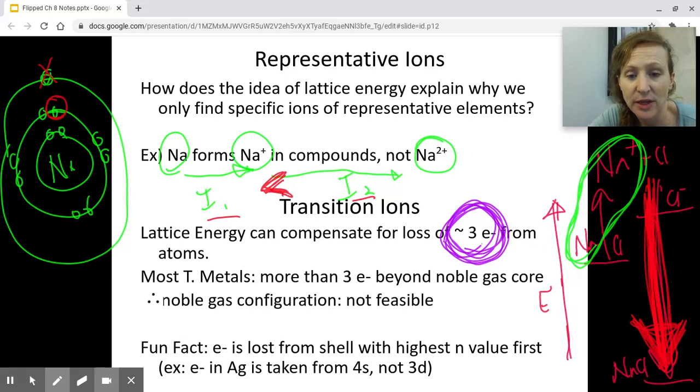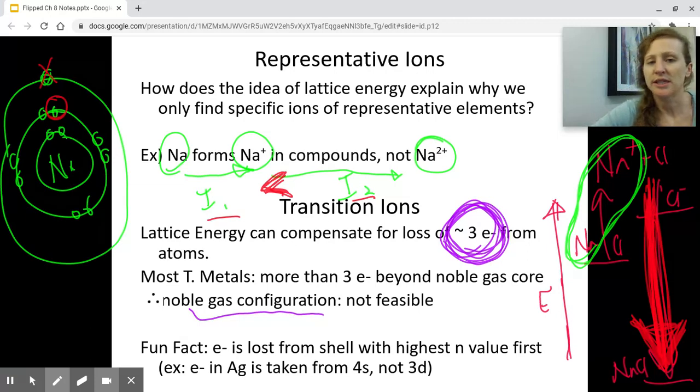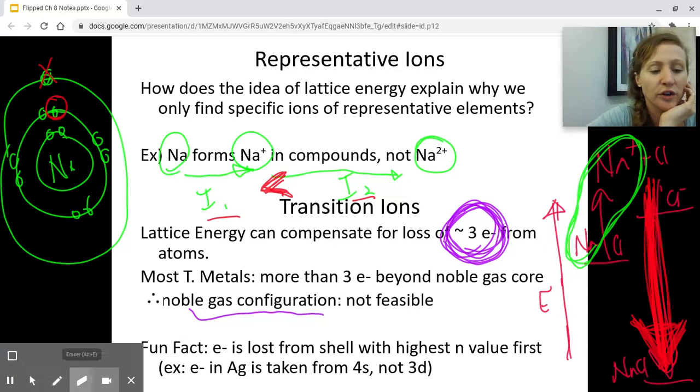What we see with transition metals, transition ions too, is that most transition metals are going to exchange 1, 2, or 3 electrons for that noble gas configuration. Beyond 3 electrons, it's really unusual to see that exchange occur and be supported in order to reach that noble gas electron configuration.